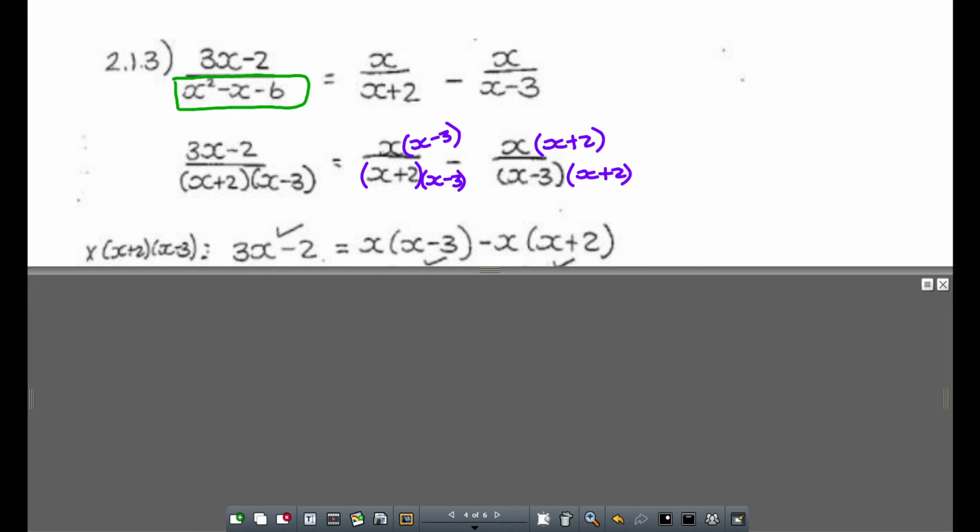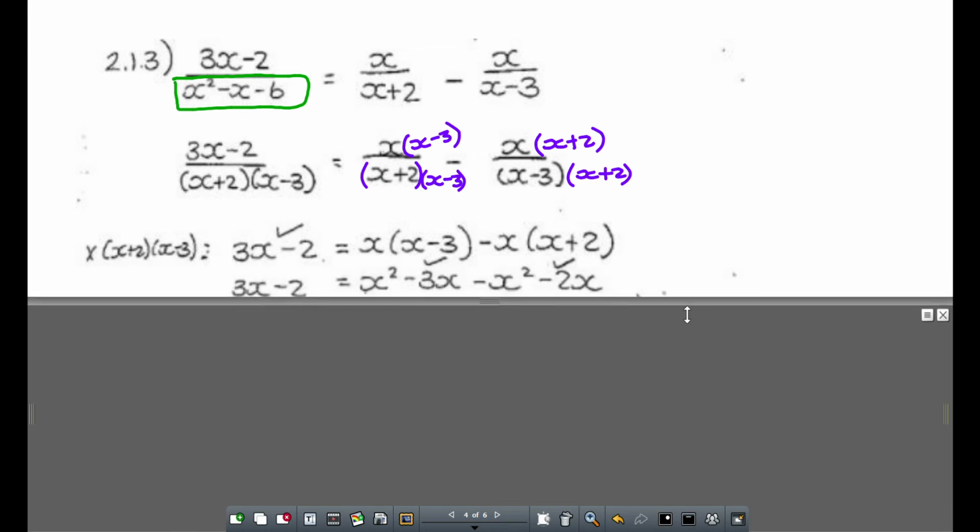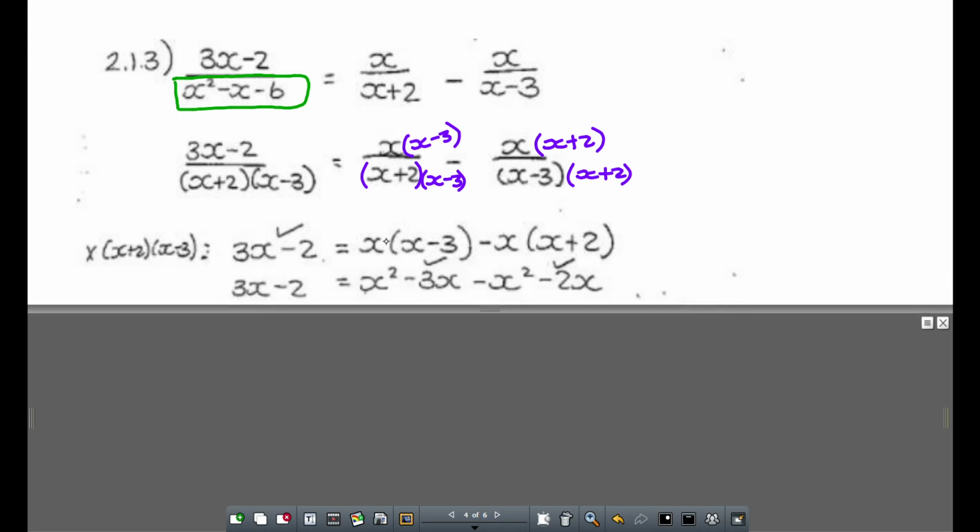Wat ek nou wil doen is raak ontslaaf van jou hakkies. So we're going to multiply in. So x times x gave me that x squared. X maal minus 3, minus 3x. Minus x maal x geef my minus x kwadraat. And minus x times 2 gave me minus 2x.